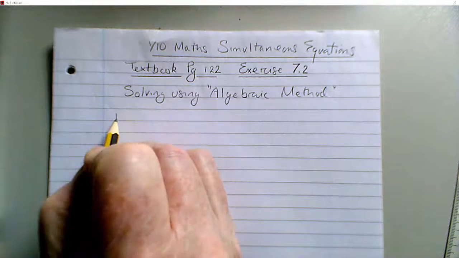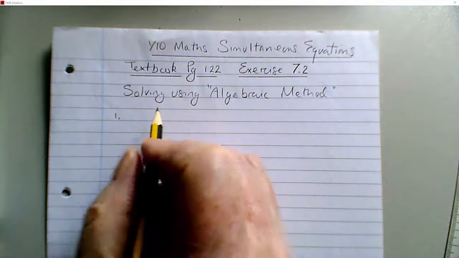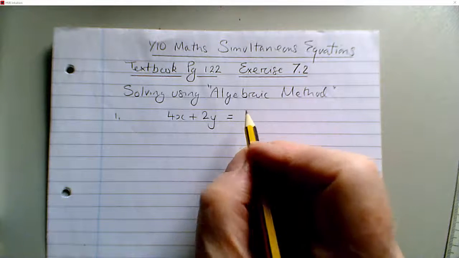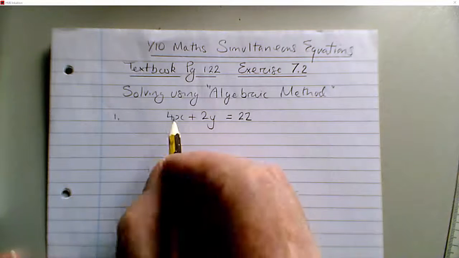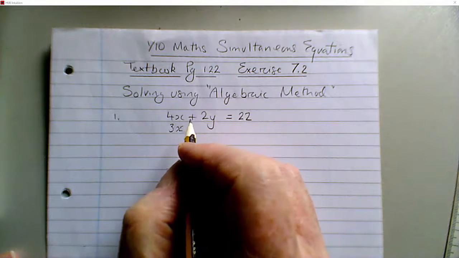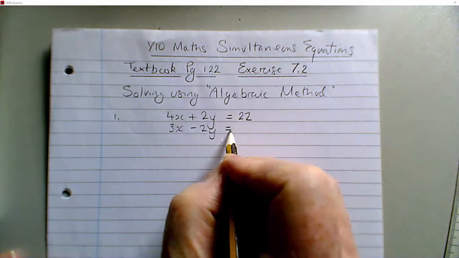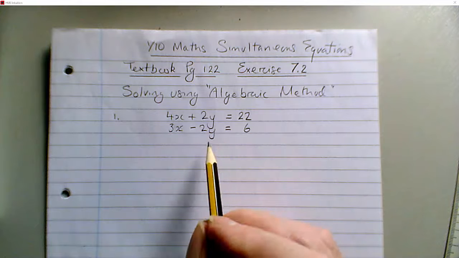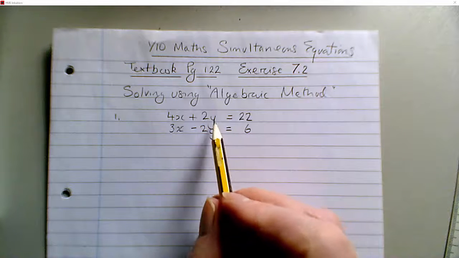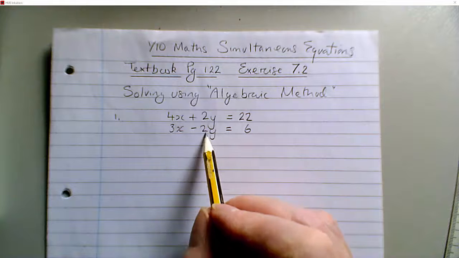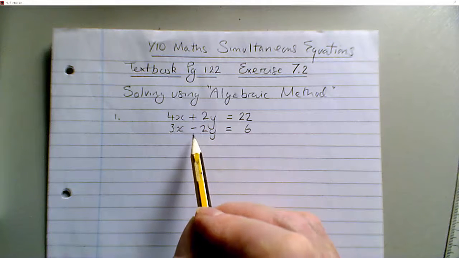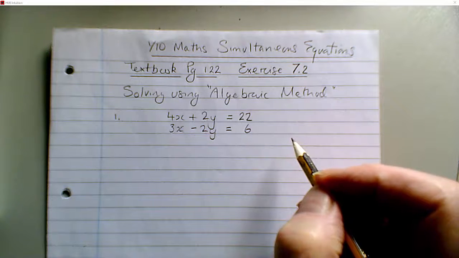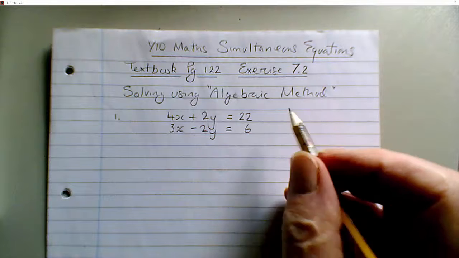So let's have a look at question 1. We've got 4x plus 2y equals 22, and we've got 3x, I think it's minus 2y, equals 6. If we quickly look at these two equations, we can see that the y has got the same coefficient 2 in front of each one. One is a plus 2y and one is the negative 2y. So this leads us to think about using the additive method for solving this algebraically.